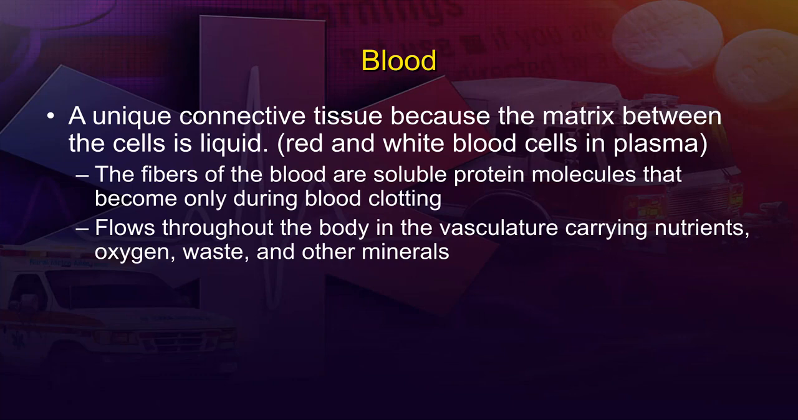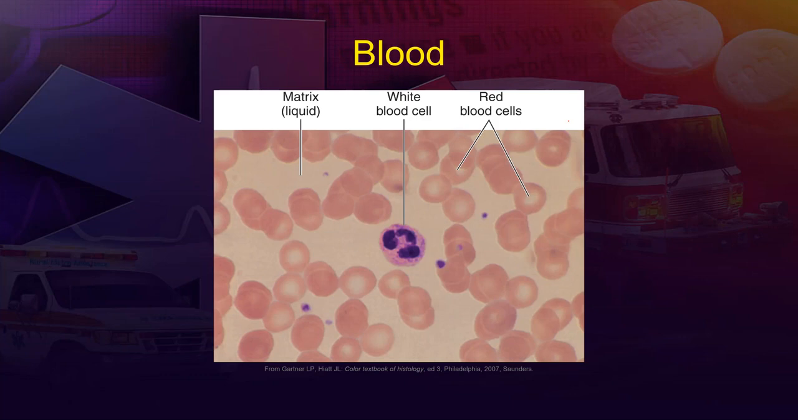Blood, as we identified, is a liquid matrix and has things within the blood that are soluble proteins that can do things like be activated during clotting, but also serves as a conduit for transporting nutrients, oxygen, and getting rid of waste. In this picture, we have the matrix, which is the fluid of the blood. In this case, it's plasma. We have a white blood cell that's actually purple here, and the pale red colored cells are red blood cells within this fluid.